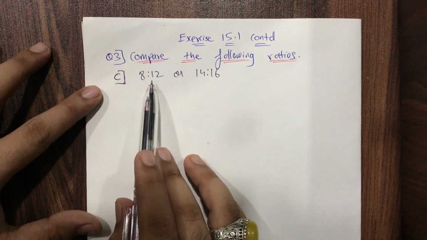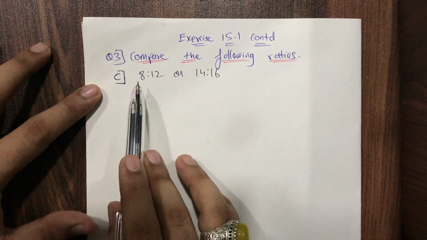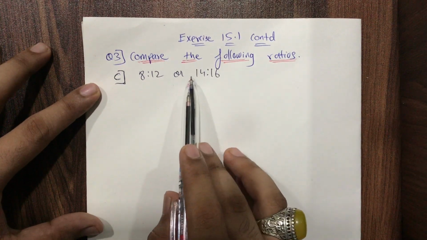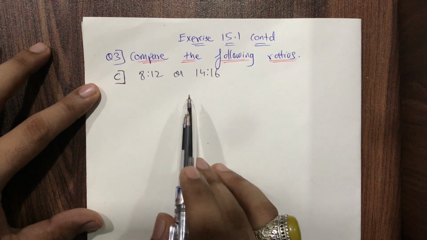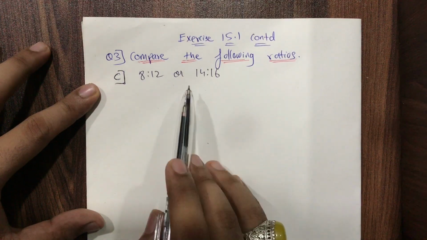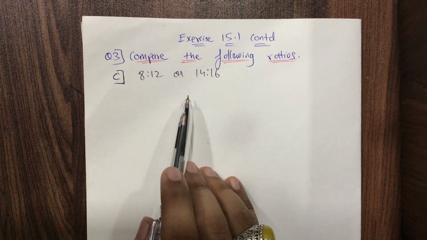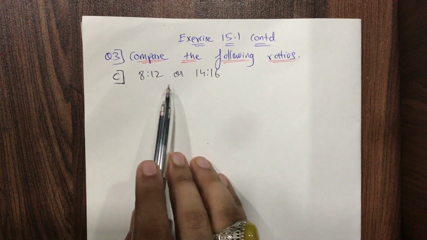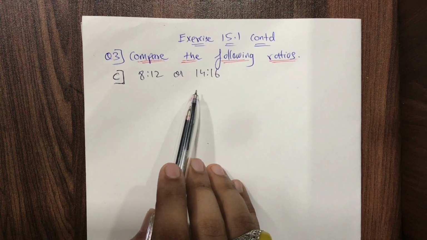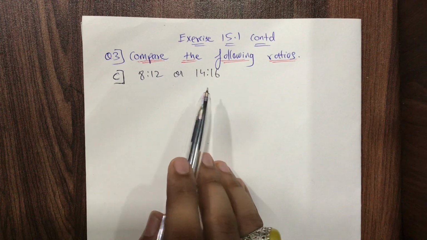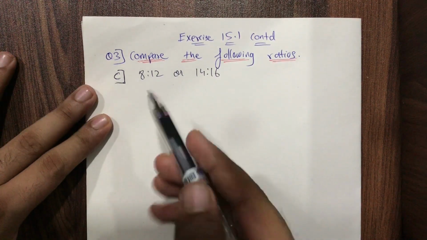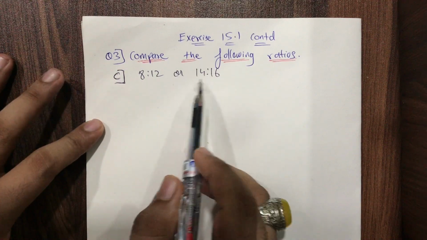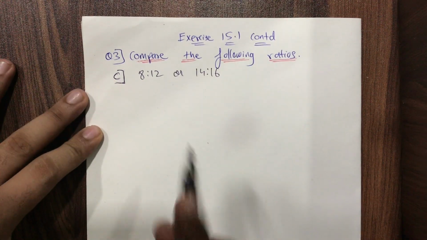Sub-question C is 8 ratio to 12, or we can pronounce it as 8 is to 12, or 14 is to 16. The question is compare the following. We need to compare these two ratios, 8 is to 12 and the other one is 14 is to 16. Either this one is greater than this, or this one is less than this, or equal to this, that we have to decide. Okay, let's start students.